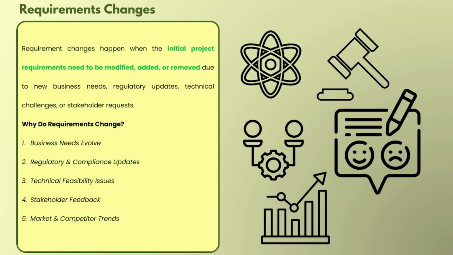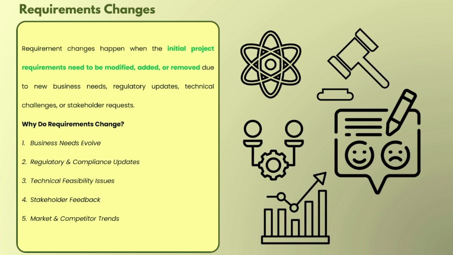For further detail, we will see why requirements change. First is business needs evolve. Well, companies change their goals or strategies. So the system has to keep up with the changes. What worked before might not work now. So we just adjust the requirements. So this is one of the reasons that we change the requirements.